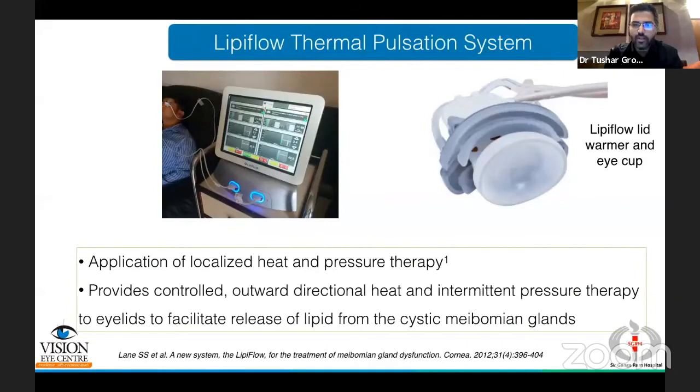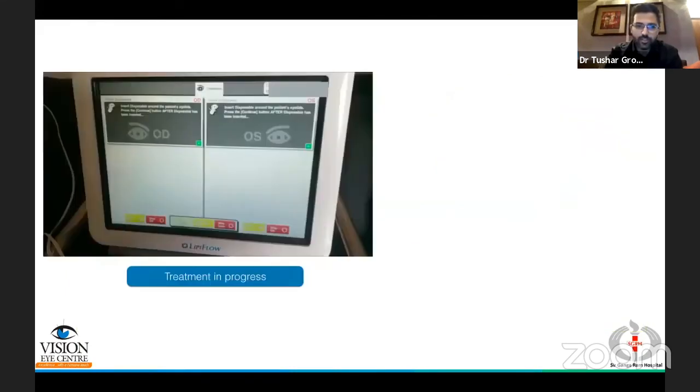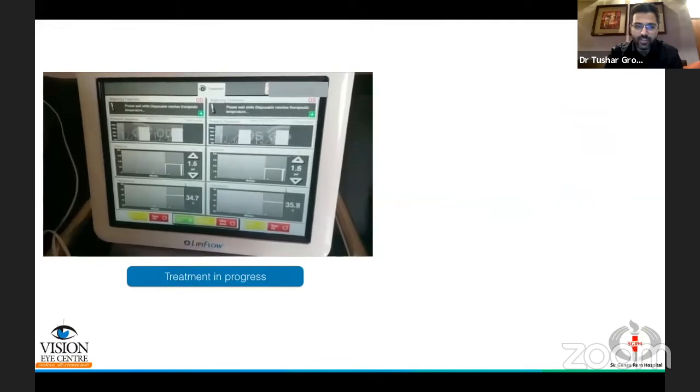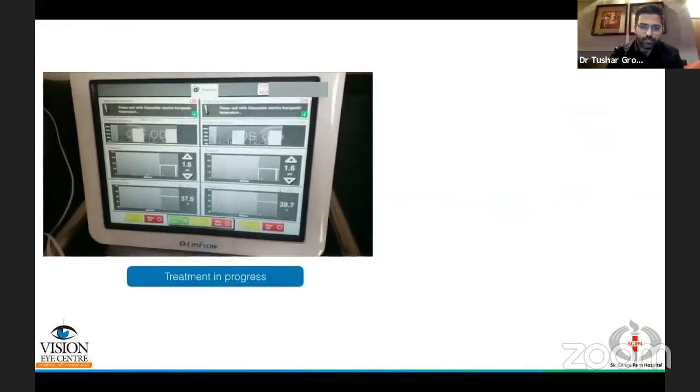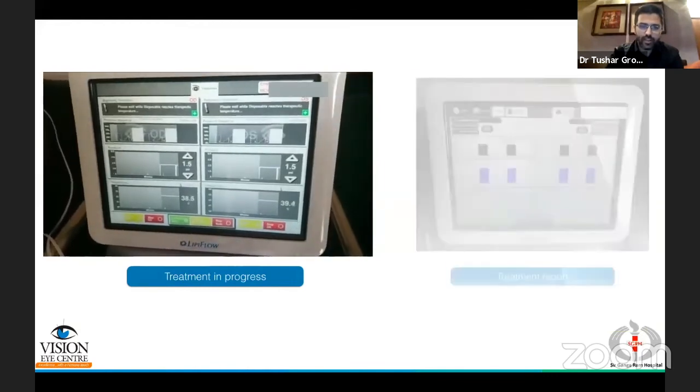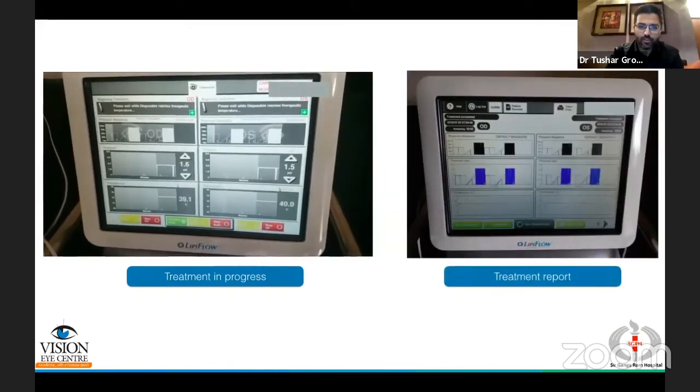So that is where the Lipiflow or the vector thermal pulsation system helps, because it has these cups which you place in the palpebral fissure, and the heat is applied from the inner surface of the eyelid, and you get pressure pulsations from the external surface. So it's a 12-minute cycle. You can see the pressures and the temperature slowly building up, and subsequently at the end of the procedure you get a report of the treatment having been done.